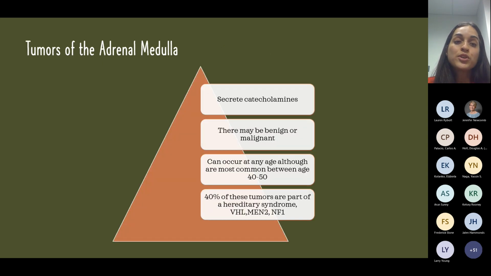And from the tumors from the adrenal medulla, we know that they are going to secrete catecholamines. They can be benign or malignant, and typically they are going to occur at age 40 to 50. But something that is important with these type of tumors is that in 40% of the cases, they can be associated with hereditary syndromes. The most common are VHL, von Hippel-Lindau, MEN type 2, or neurofibromatosis type 1. All of them are autosomal dominant. And when we have patients with pheochromocytoma, it's also going to be important to have that genetic evaluation.